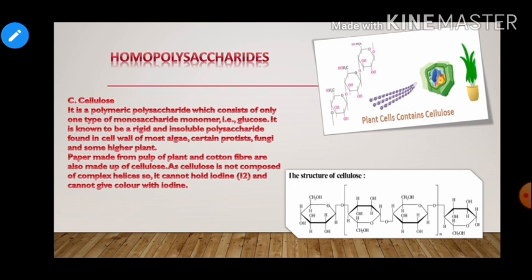right? Whether they are in the category of homopolysaccharide, they cannot give the color with the iodine, right? And the structure of the cellulose is on your screen.